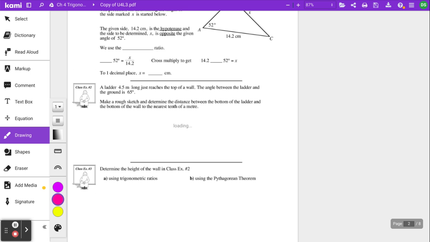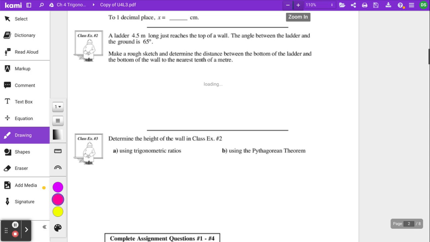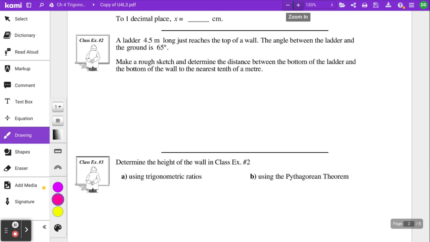Go to class example number 2. We're going to use our trig and our Pythagorean theorem to help us solve real life problems. This is very real life. This happens all the time. This is when my brother-in-law called me. He's welding. He's on site. He's on an oil site.